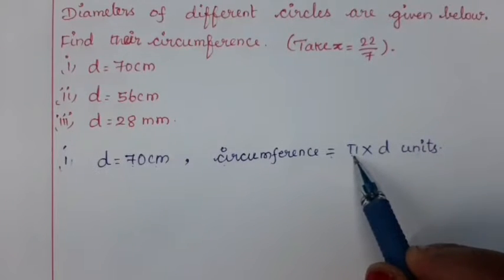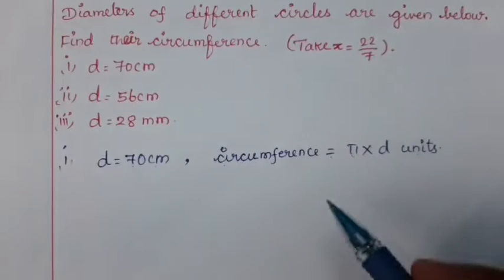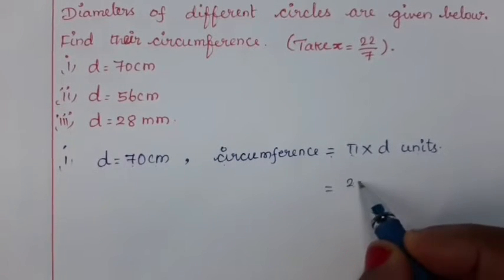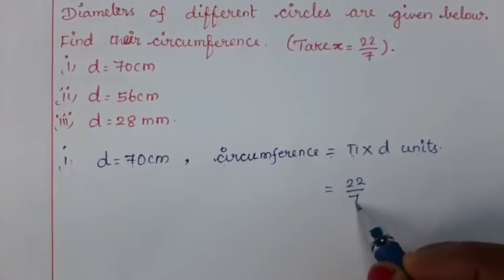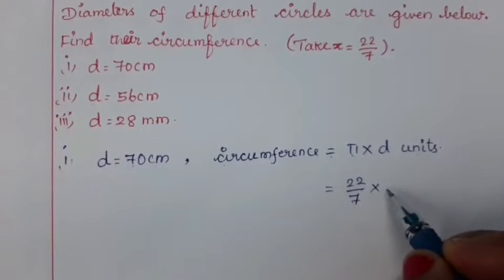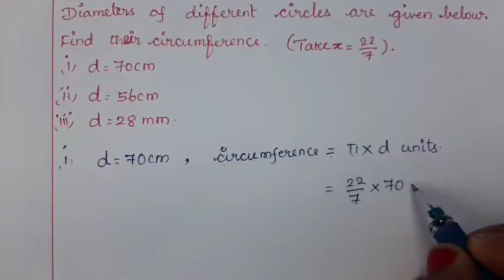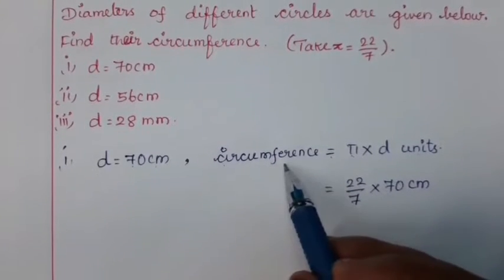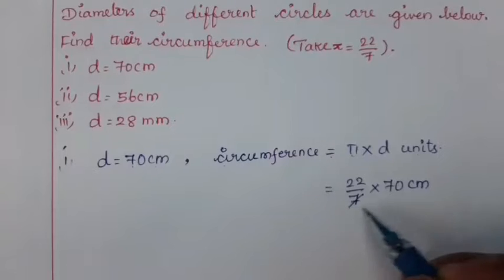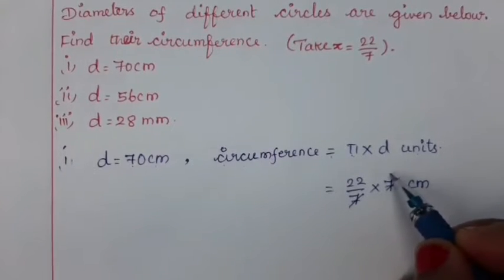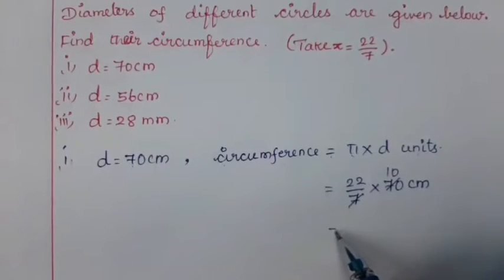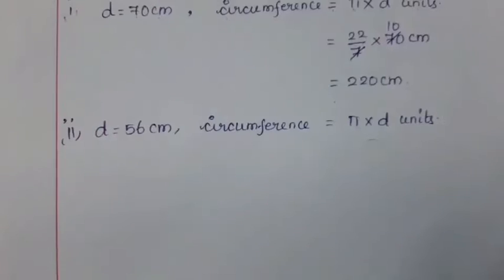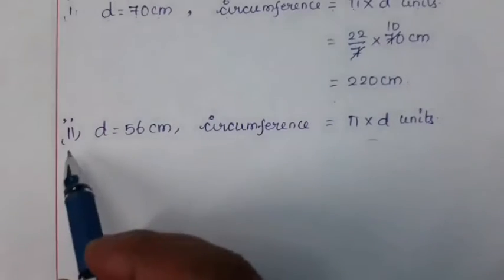Here the value of pi is equal to 22 by 7. By using this value 22 by 7 for pi and 70 centimeter for D, we can get the value of circumference. By simplifying 70 by 7 we get 10 times. By multiplying 22 by 10 we get 220 centimeters. Now let us see the answer for the second subdivision.